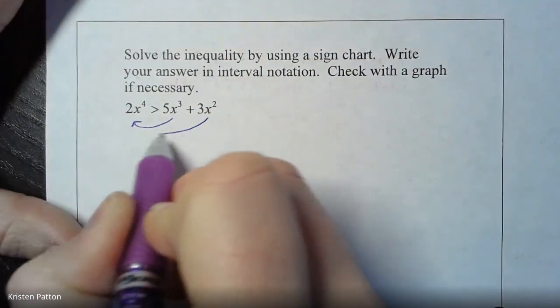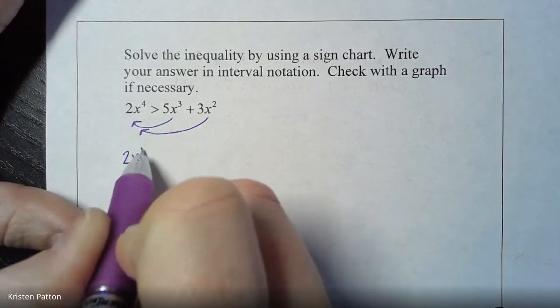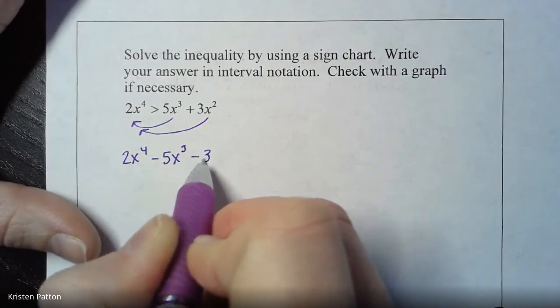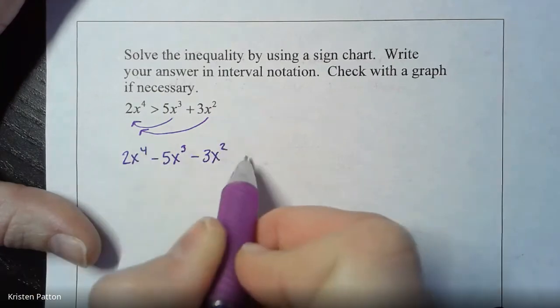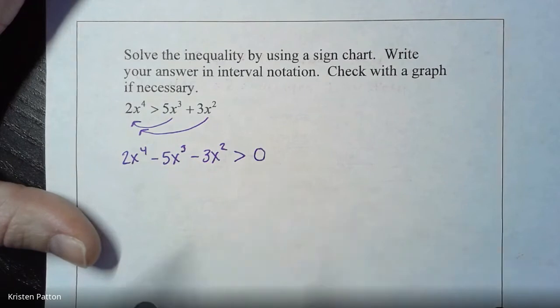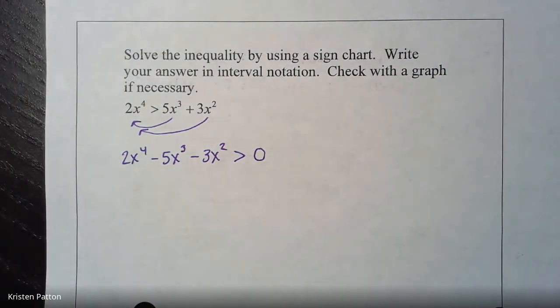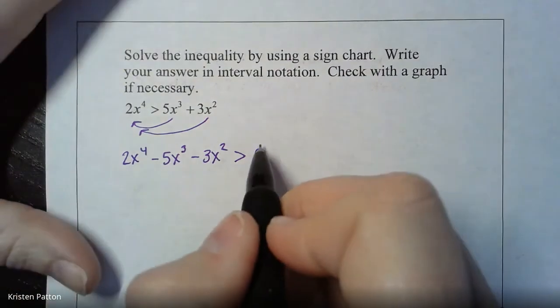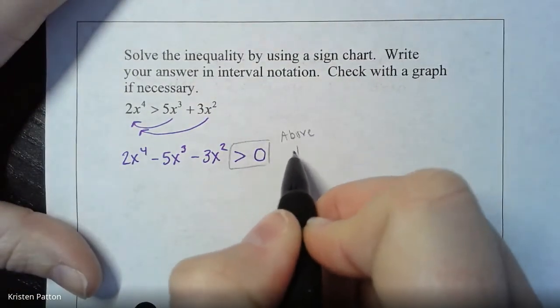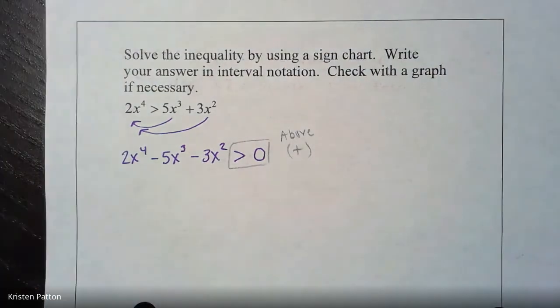We can fix that. Let's just move these over. So I have 2x to the 4th minus 5x cubed minus 3x squared. I still have my greater than symbol, but now there's nothing left over there. So there's my 0. That's what I needed. And now that I see that it says greater than 0, that means I'm looking to see when it's above the x-axis. When's it positive? Okay.